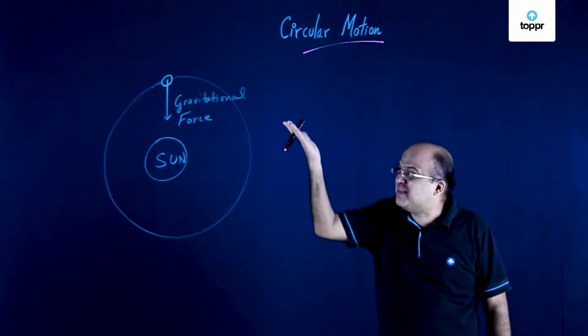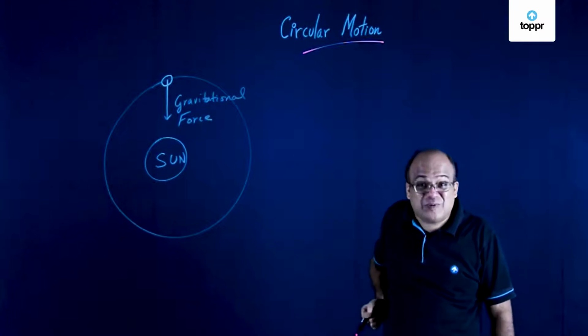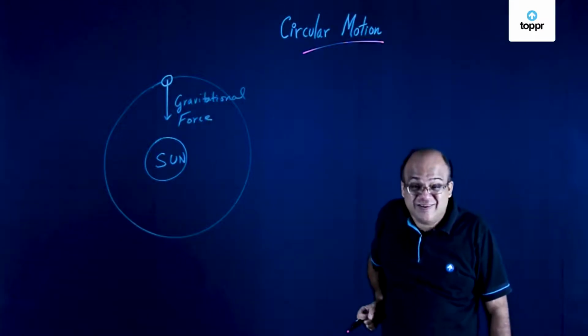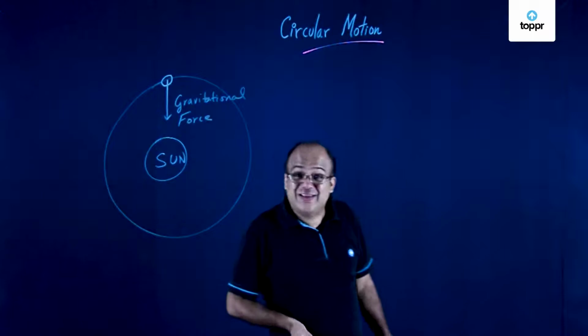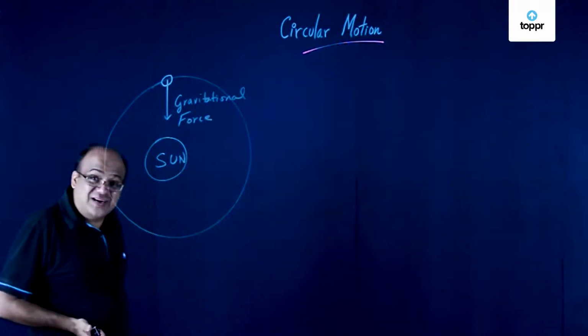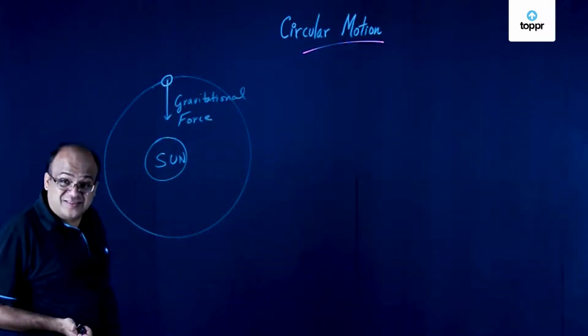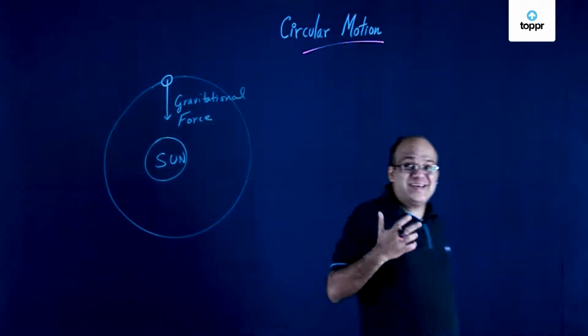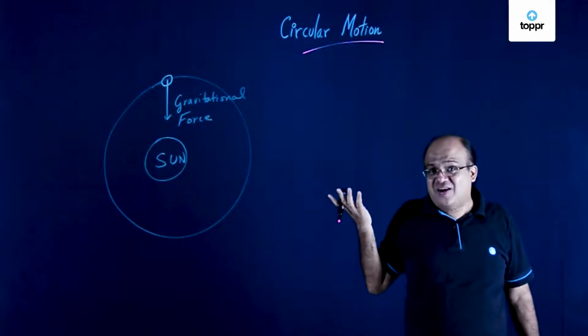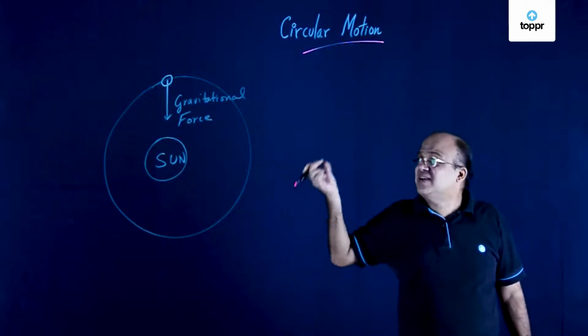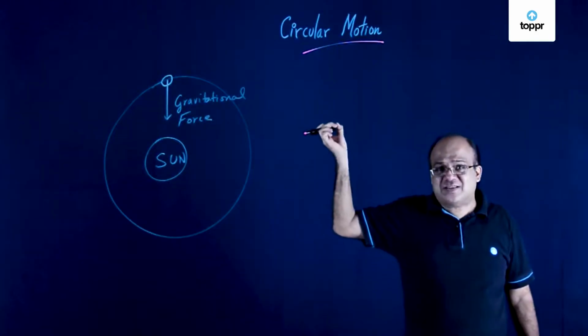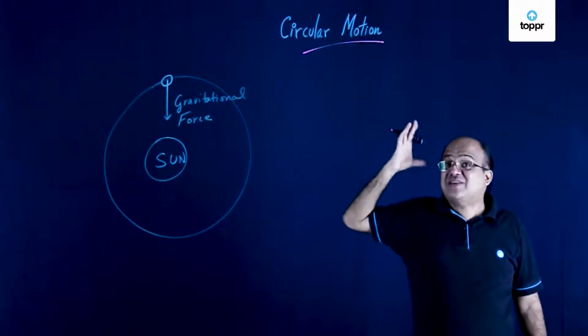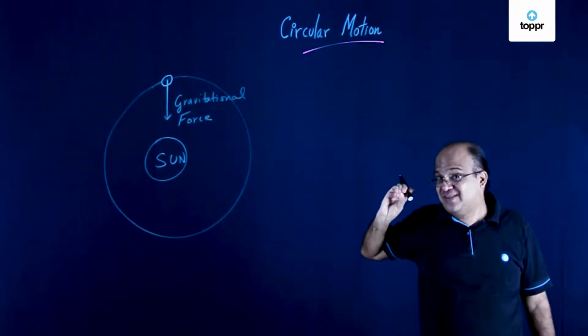Right? The sun is pulling the earth. Is the earth pulling the sun? Yes, it is pulling. Whose force is more, earth's or sun's? Sun's? No. Both the forces are equal and opposite. That is Newton's third law. With whatever force the sun is pulling the earth, the earth is pulling the sun with an equal and opposite force.